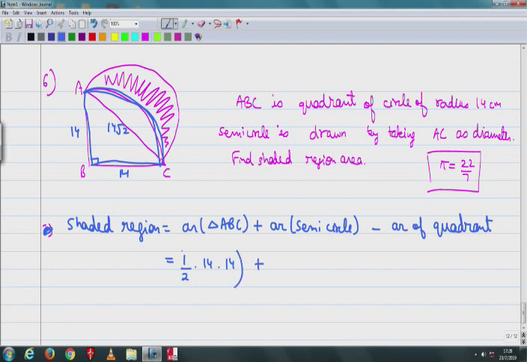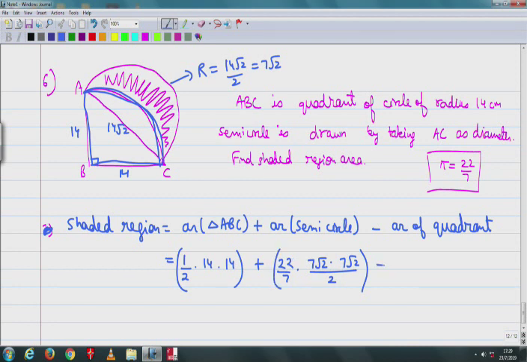Plus area of semicircle. Now for this semicircle, the radius is 14 root 2 divided by 2, which is 7 root 2. So area is pi r square by 2. So pi r square, 7 root 2 into 7 root 2 divided by 2. That is the area for semicircle. Yes, Kohima, that is correct.